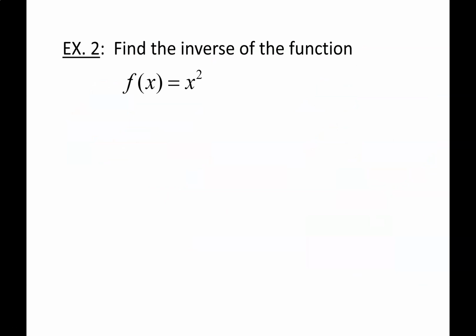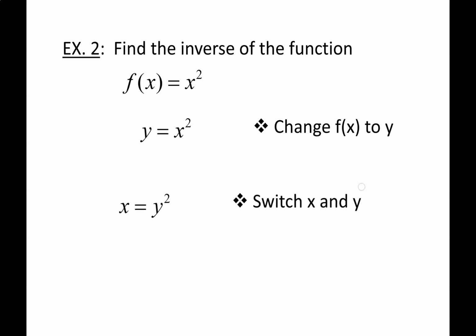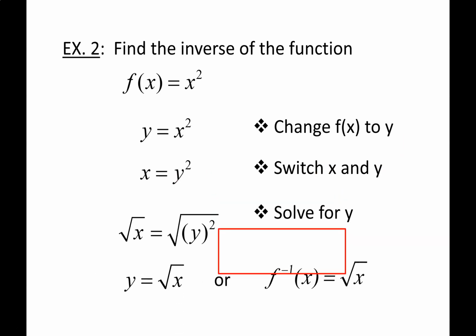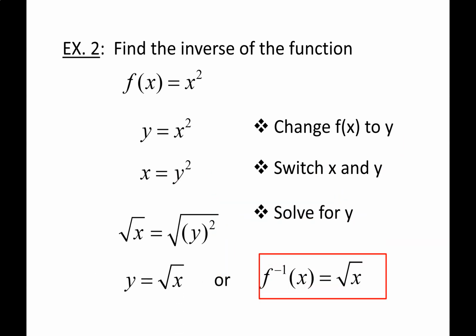Okay. Now let's find the inverse of x squared. Now, you might think, this is no big deal. I got this, no problem. So, okay. So I do what we've shown. I take and change the f of x to y. I switch x and y. I square root both sides. And I get y equals square root of x, or I get f inverse is root x.